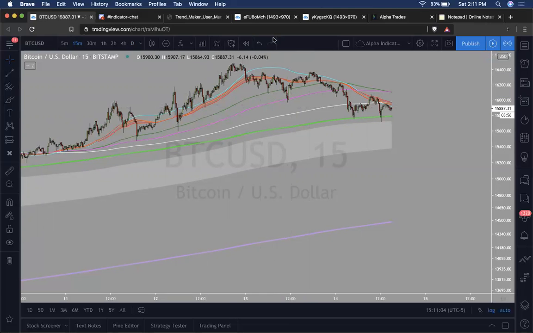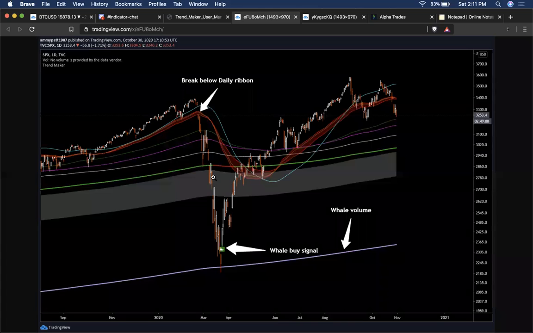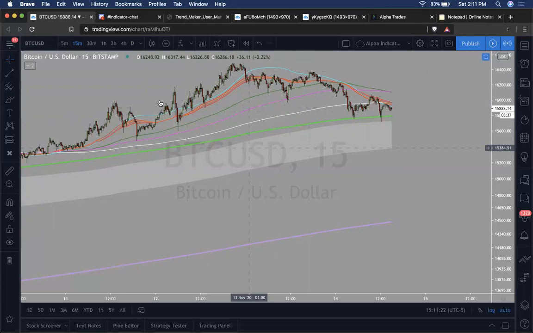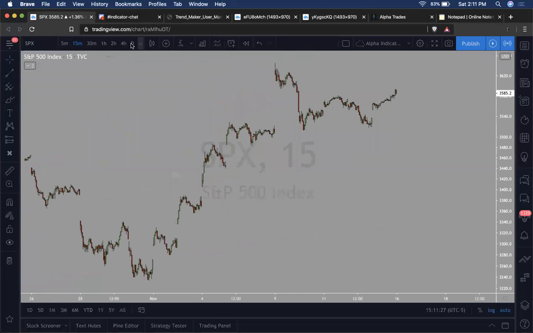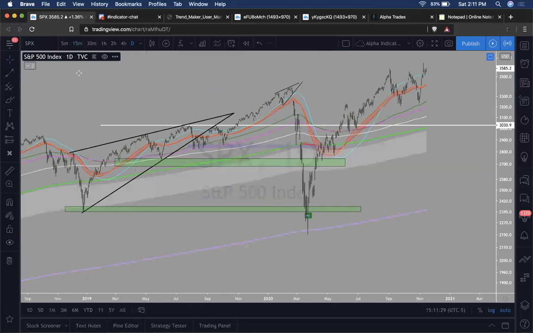Now, I'm going to give you guys a couple of good examples that Trend Maker itself helped us find in the March 2020 drop. For example, if you look at this chart right here, this is the S&P 500. So this indicator can be applied to pretty much any asset that's tradable, right? So let's go to the SPX right here on the daily chart.